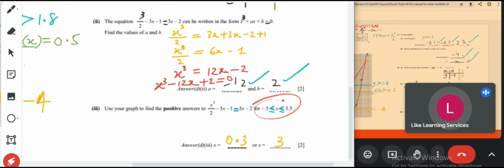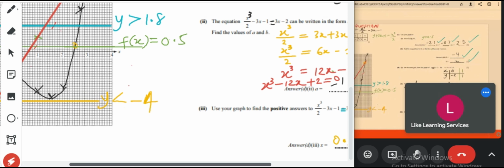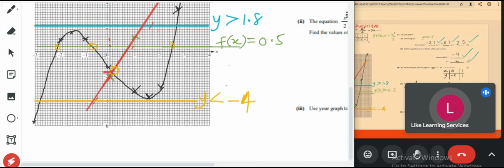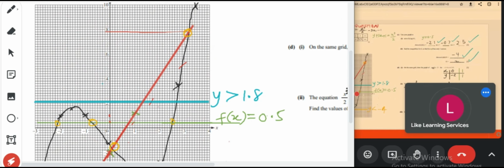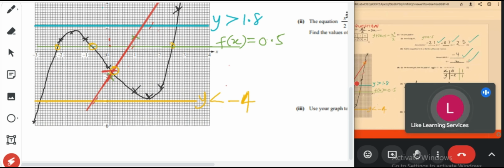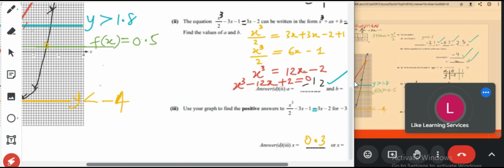This is called a domain, isn't it? Yes. The domain is from -3 less than or equal to x less than or equal to 3.5. Now, if they wanted you to find the y values, you can trace it to y and also trace it to y. Here it would have been around y equal to 7 point something, or approximately 8, and y equal to minus 1 point something.